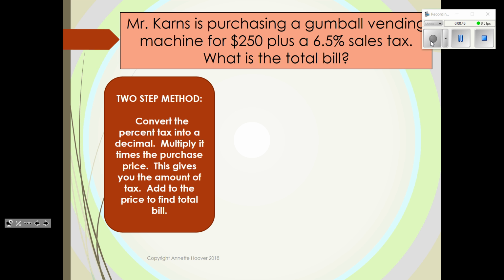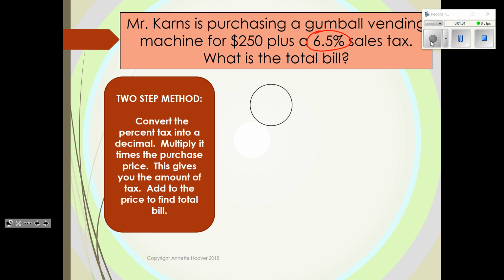Now, to do taxes and discounts, we're always going to be taking a percent and turning it into a decimal. So you're going to have to get really comfortable taking a percent, dividing it by 100, which means move the decimal 2 places to the left, and turning that into a decimal. Always going to be doing that.